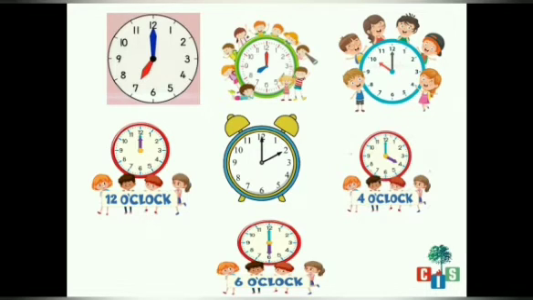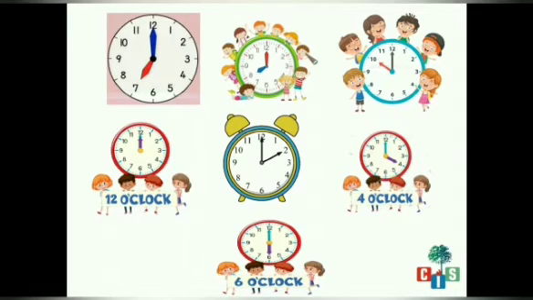Next clock says 12 o'clock. It is leaving time from your school. Next clock says 2 o'clock. What do you do at 2 o'clock in the noon? Yes, it is your sleeping time. Next, 4 o'clock. What do you do at 4 o'clock? It is your reading time. What does the next clock say? 6 o'clock. Yes, it is your playtime.